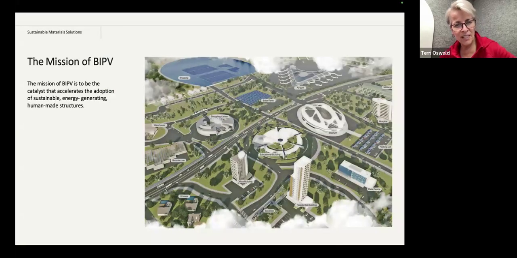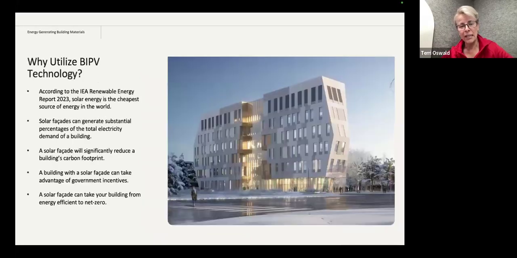So the mission of BIPV is actually really simple. After years of research and development, we realized one thing: the sun does not know if you are a high rise, a low rise, a residential, an airport, a hospital. It makes no difference. The fact is that every surface that is touched by the sun should and could generate electricity, plain and simple. So we apply this to all of our projects. What we want to do is change the world one building at a time, and we are doing it.